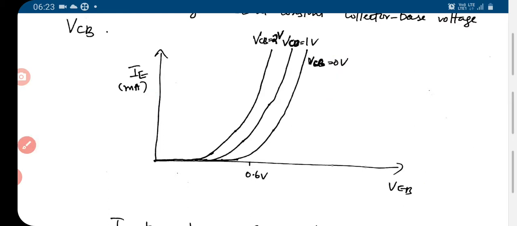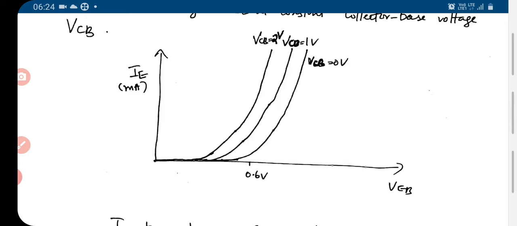And what we observe is IE rapidly increases with a small increase in VEB. So for a small change in VEB, the change in IE is large. So there is a large or sharp increase in the emitter current for a small change in the emitter base voltage VEB.